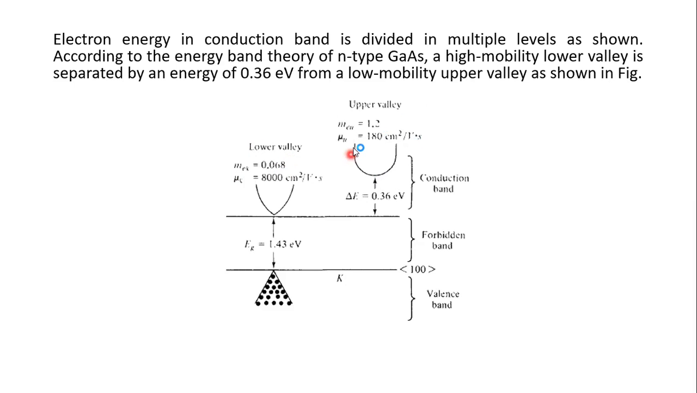But in the upper valley, you can see that the mobility has dropped from 8,000 to 180 centimeter square per volt per second. And the mass has increased. Earlier, in the lower valley, the mass of the electron is very less, and that's why it can move with a faster velocity. But in the upper valley, the mass increases, so it cannot move with a good rate, okay? And the energy gap from bottom to bottom between the two valleys is 0.36 electron volt.